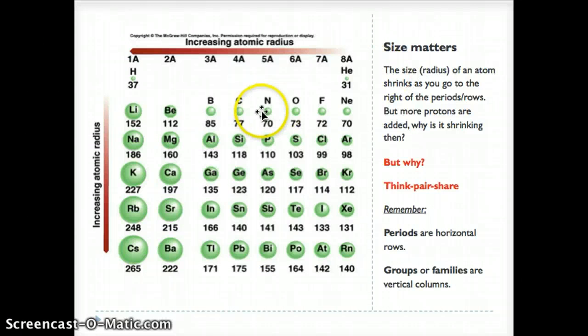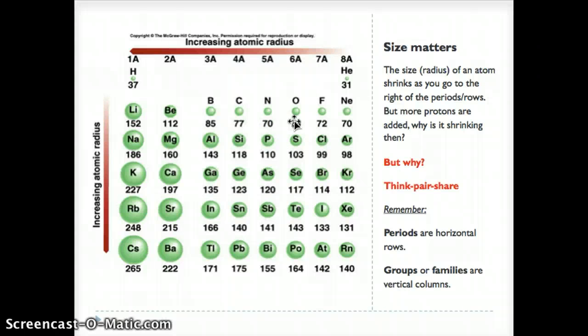So if you look at this PowerPoint slide, we talked about this in class and we talked about it with each other as elbow partners. We said that as you move to the right, from lithium to beryllium to boron to carbon, you're adding more protons, but why is it that the atom is shrinking? Why? Why is the atom shrinking? So if you want to pause this and think about that, go ahead and do that.